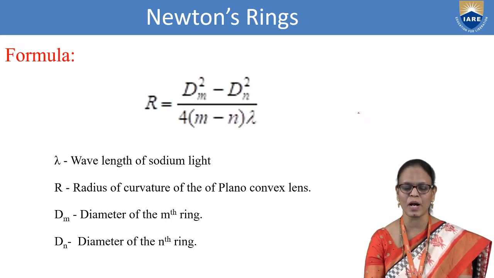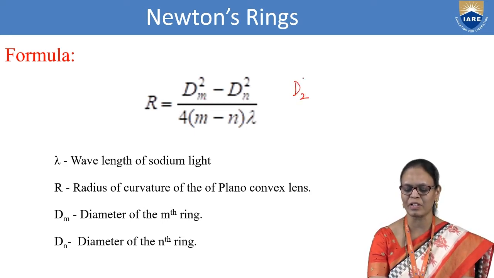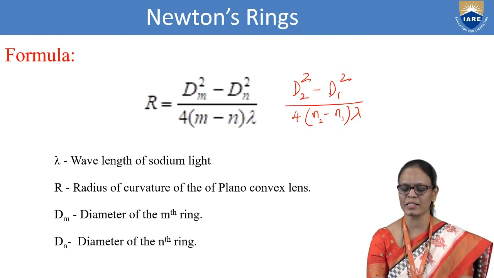Now the formula that is required to do the experiment to calculate the radius of curvature is (Dm² − Dn²) / (4(m − n)λ). Here m and n denote the mth ring and the nth ring, or we can conveniently write it as (D2² − D1²) / (4(n2 − n1)λ). So D1 is the diameter of the first ring, D2 is the diameter of the second ring. Here we are denoting by m and n the mth ring and nth ring.